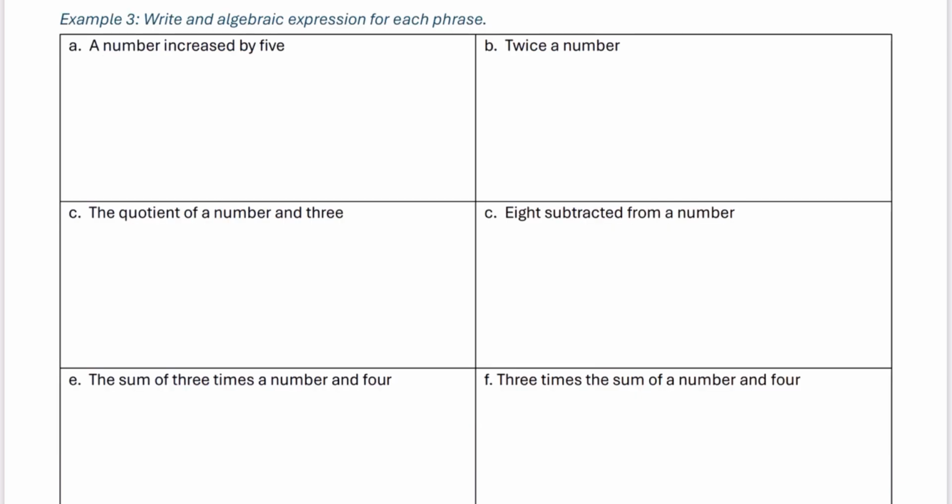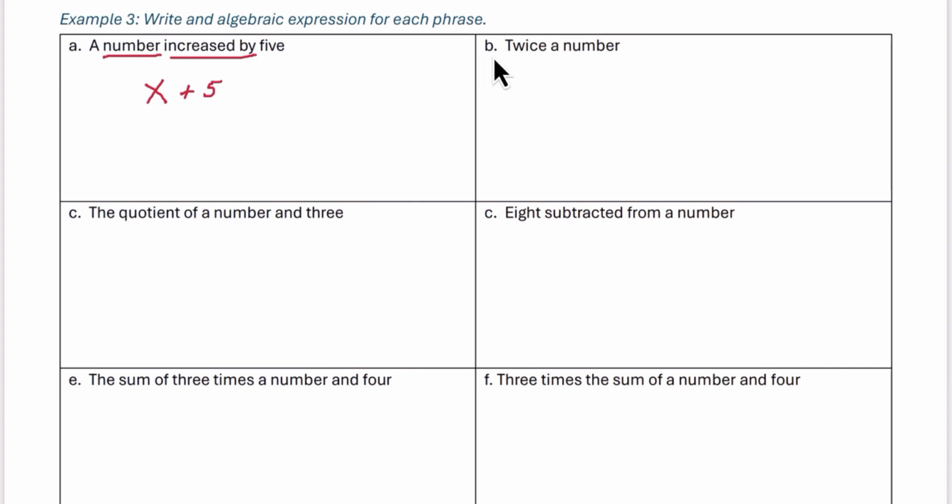Let's write an algebraic expression for each phrase. Up first, a number increased by 5. Notice that we see the phrase a number, that's an unknown. We can use x to represent that unknown. Really, it can be any symbol, but x is the most common that we use. And then we see increased by. Increased by means we're adding, and in this case we are adding 5.